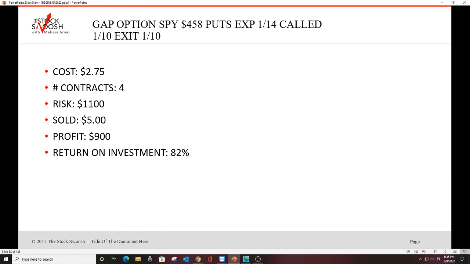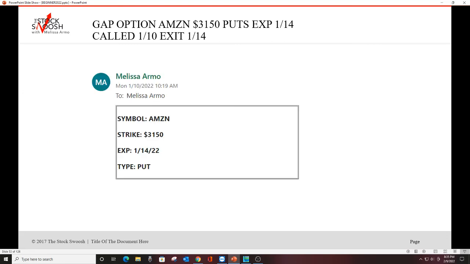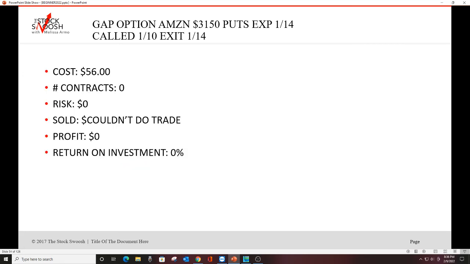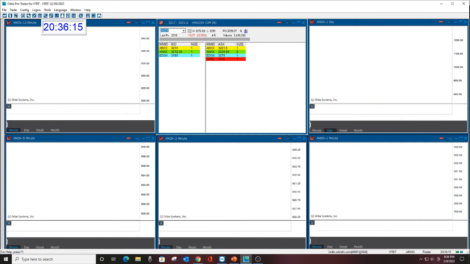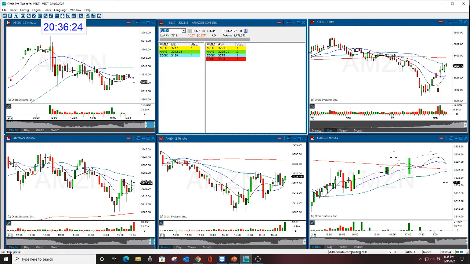Now, it's not always that I call these like this on the same day or similar ones, but sometimes I do. We did that a couple times with Netflix, actually. So this was only $275. It was an 82% return on investment. Then the Amazon puts, the 3150s. You could have done this way out of the price point of $56, but this did not work right, I don't think. No, I think this was a loser. So you saved yourself from this one. But one contract would have been $5,600. And that was my point.